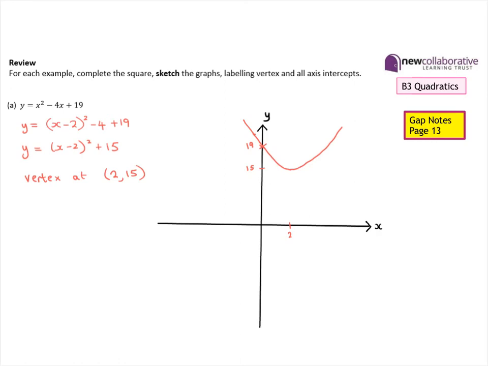We can see from the completed square form of the equation that the vertex is at the point 2, 15. And since this function has a positive coefficient of x squared, it's a U-shaped graph. And with the vertex being above the x-axis, that must mean that there are no roots to this equation. And you can see the sketch graph on the right hand side there with everything labelled as required.